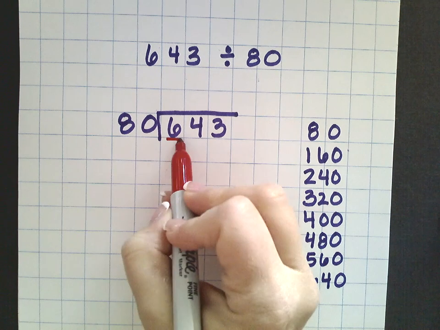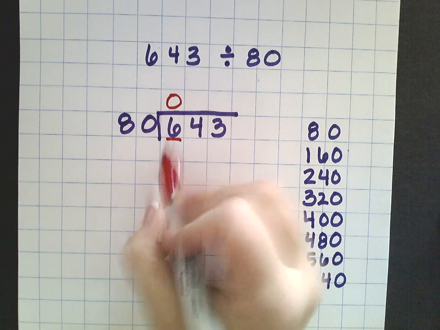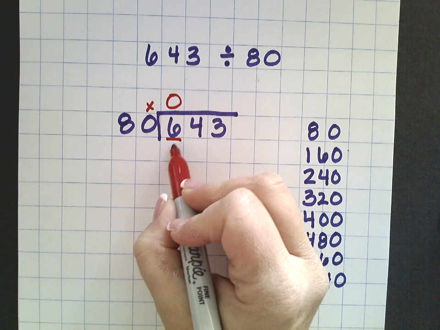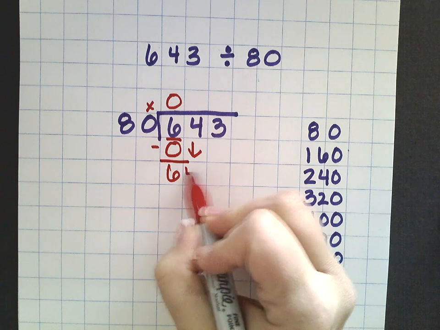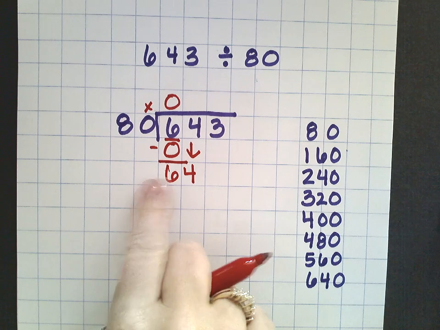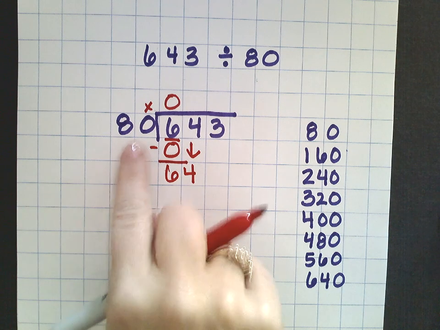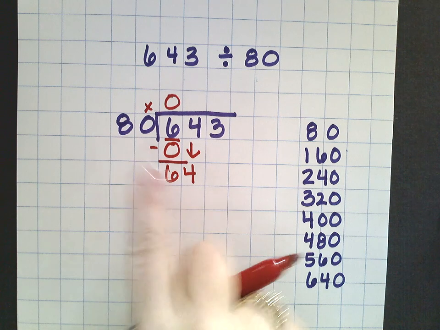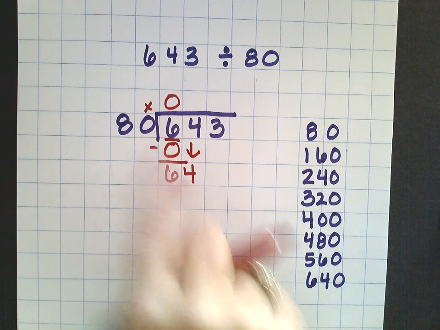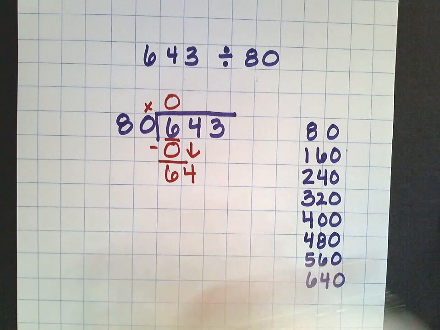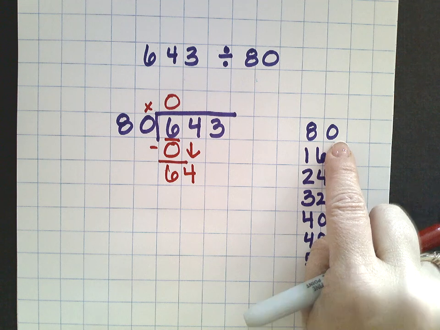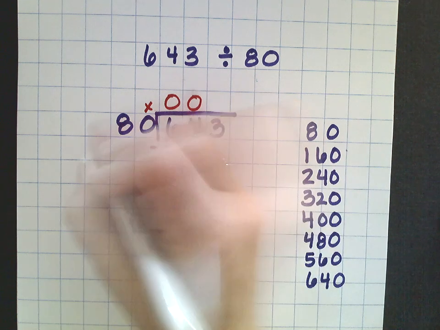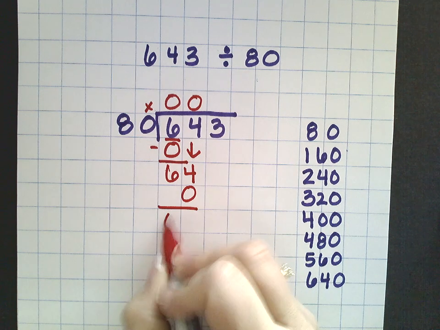So 80 into 6, that would be 0 times. 0 times 80 is 0. Subtract, bring down. 80 into 64. This is where a lot of people say, oh, my 8 facts, it does go into 64. But that's 8, not 80. So I have to look, my very first one times 1 is 80, which is too big. So this would be another 0. 0 times 80 is 0.